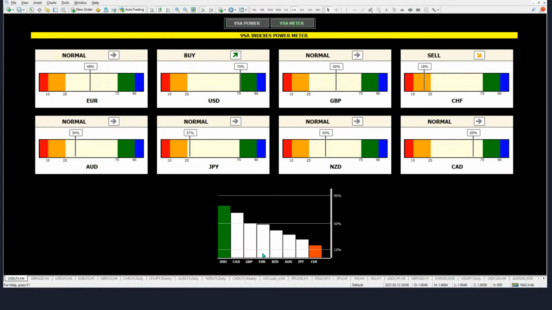So pound dollar is a sell, but pound Australian is a buy. Why? Because the Australian is much weaker than the dollar, okay? Does this make sense? Euro dollar is a sell, Euro Australian is a buy right now.